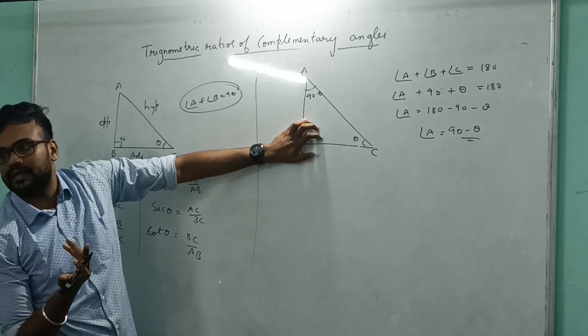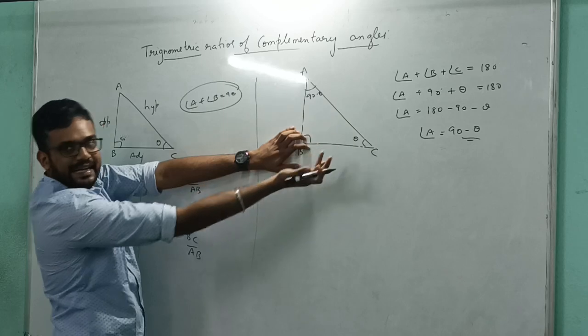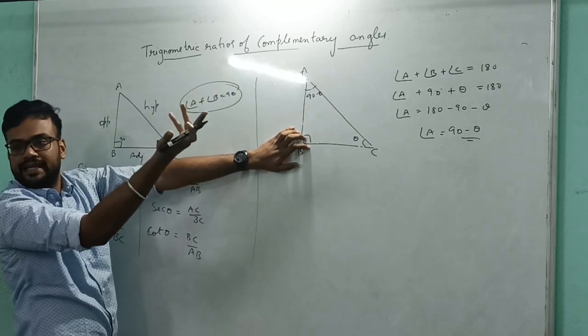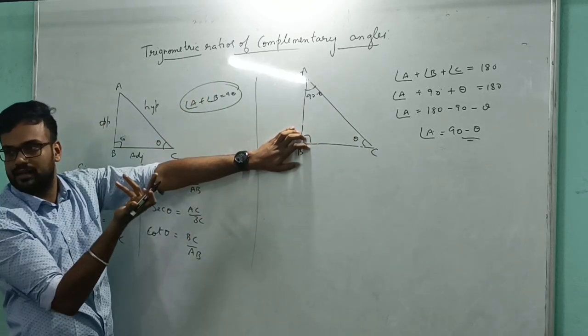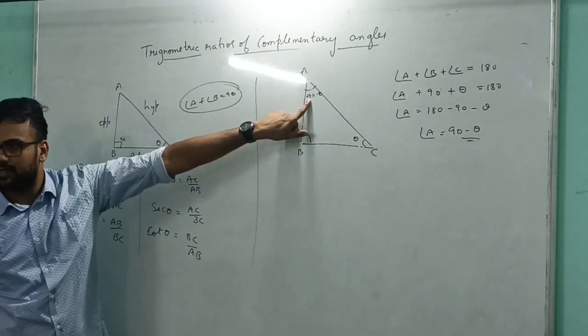Why should you be getting 90 degrees? Because you have 90 here. If you add these two and get 90, the total will be 180 degrees. That is the sum of all the angles of a triangle, correct? So now, you guys understood why this is 90 minus theta, no?